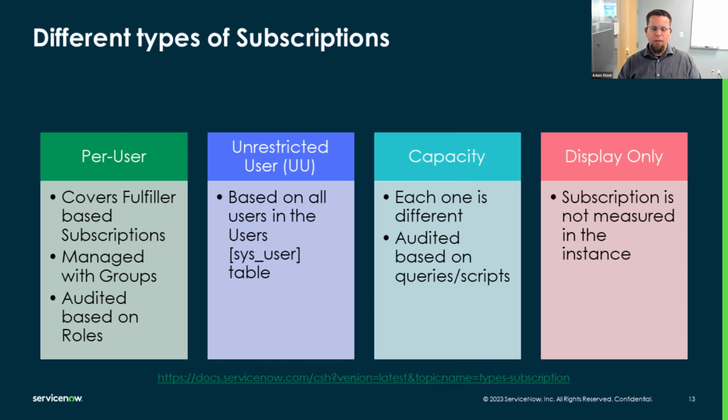And then display only. These exist for things that we don't actually audit in the instance. If it's a custom SKU that we can't measure for something, it might be marked as display only. And then there's a few other things that the instance doesn't actually know, but we'll show it as a subscription. That'll be display only. So these are the 4 types you're generally going to see. And we are going to spend our time talking about per user, again, being the one that you do have to actively manage.